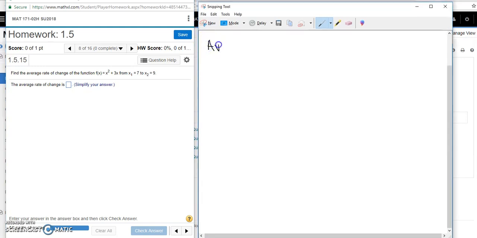Average rate of change. Now, the book teaches average rate of change like it's something new, and it's a little frustrating for me. Average rate of change is not really a new thing. This is the same thing as slope. Okay, let me repeat that. Average rate of change is the same thing as slope. Okay, those are similar concepts.